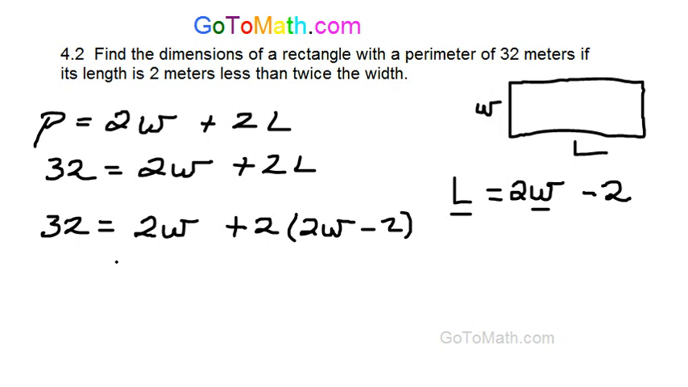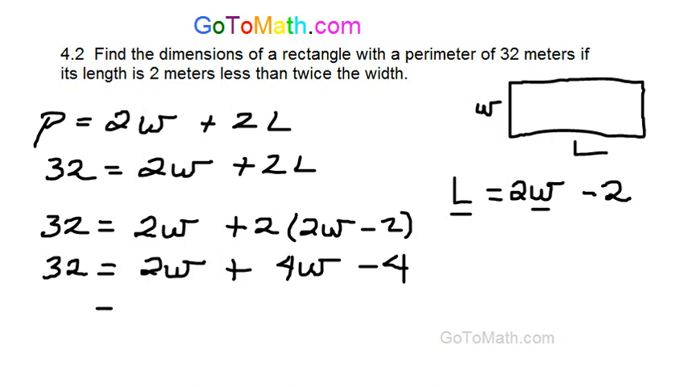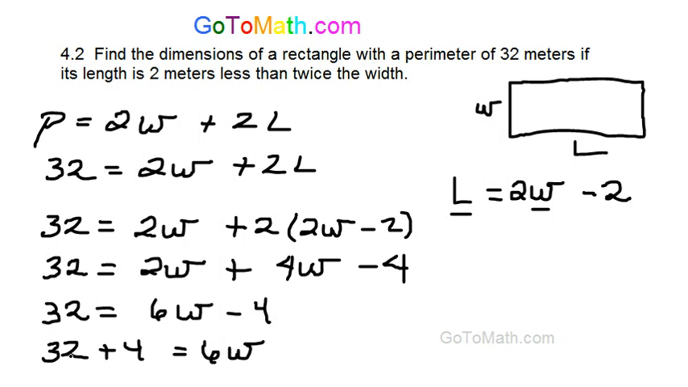Okay, so let's go ahead and solve for W here. We will distribute this 2 across. That's going to be 4w minus 4, and therefore we have 6w minus 4, and there's 32 over there. So we'll go ahead and take that 4 now over to the left, and that'll be adding 4. And that's going to be 36, right? We'll go ahead and continue this over here. So 36 is equal to 6w.